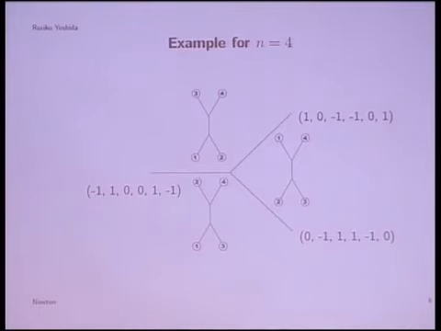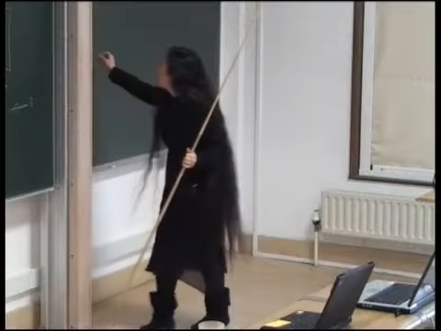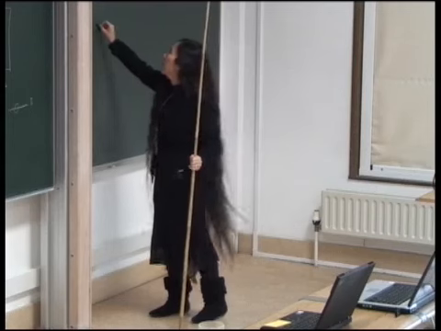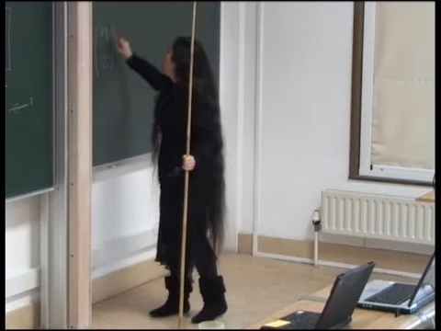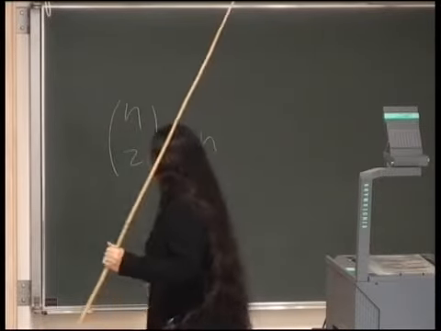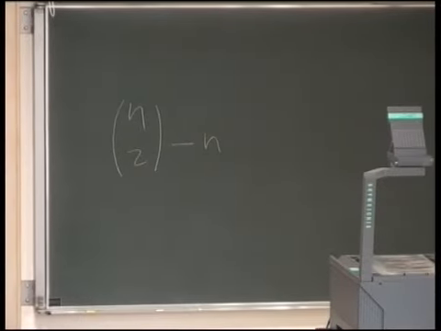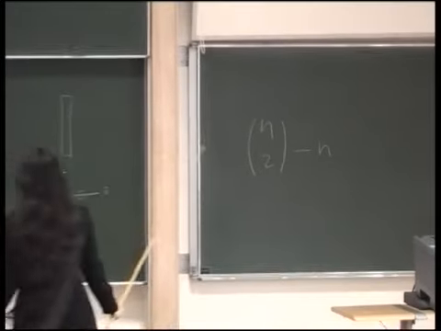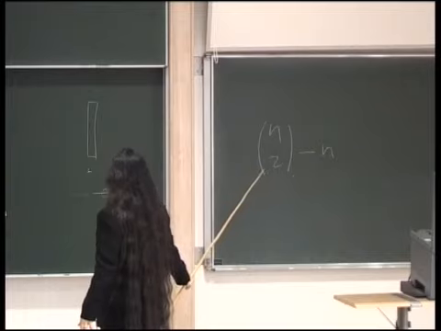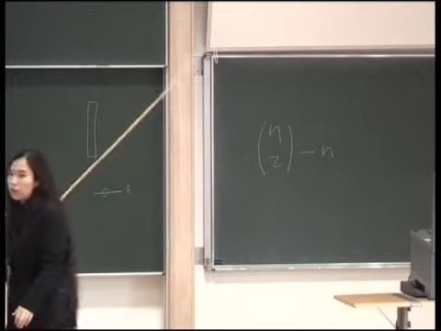The dimension of this cone, I didn't say that, but in the last talk I talked about this. By the shifting lemma, that is n choose 2 minus n. So that's the dimension. In this case, 4 choose 2 is 6, minus 4, so this is 2 dimensions.